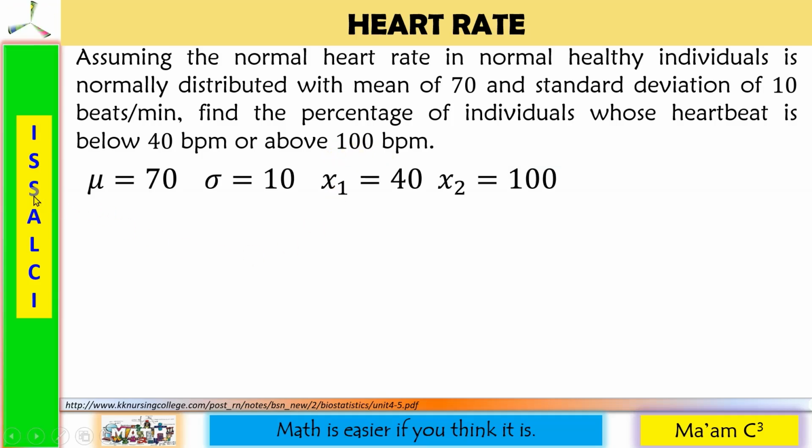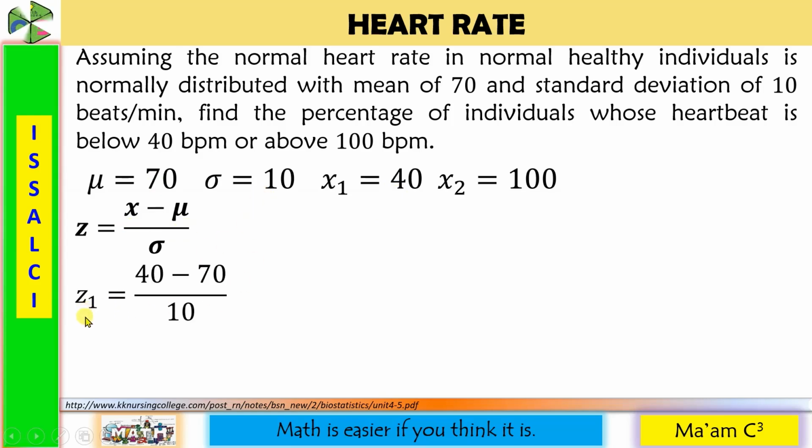Next step, let us solve for the corresponding z value. Let us start with x sub 1. Let us substitute 40 in here, minus 70 all over 10. This will be our z sub 1. 40 minus 70 is negative 30. Divided by 10 is negative 3. Next, let's have our x sub 2. So z sub 2 is equal to 100 minus 70 all over 10. 100 minus 70 is 30. Divided by 10 is positive 3.